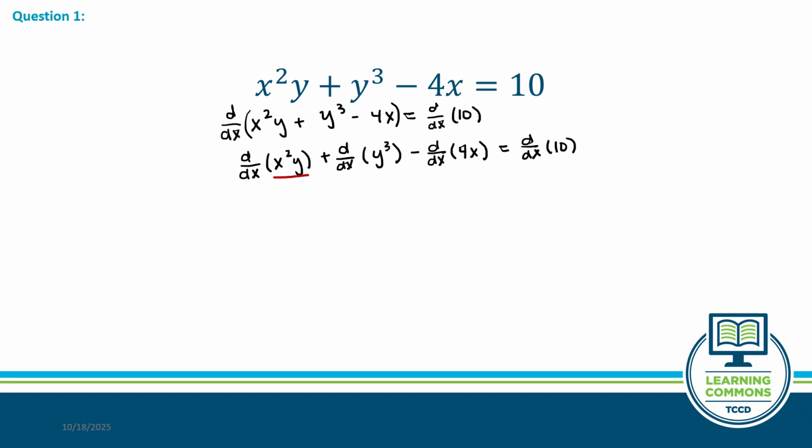Now, as you can see, this is a product rule. Why do I say that? Because x squared is one entity. I'm going to call it f of x, and then g of x is y. That's why I'm saying that. They're sitting right next to each other, so it's an implied multiplication. So that's where we're going to start. I'm going to start out with product rule. I'm going to do that in purple.